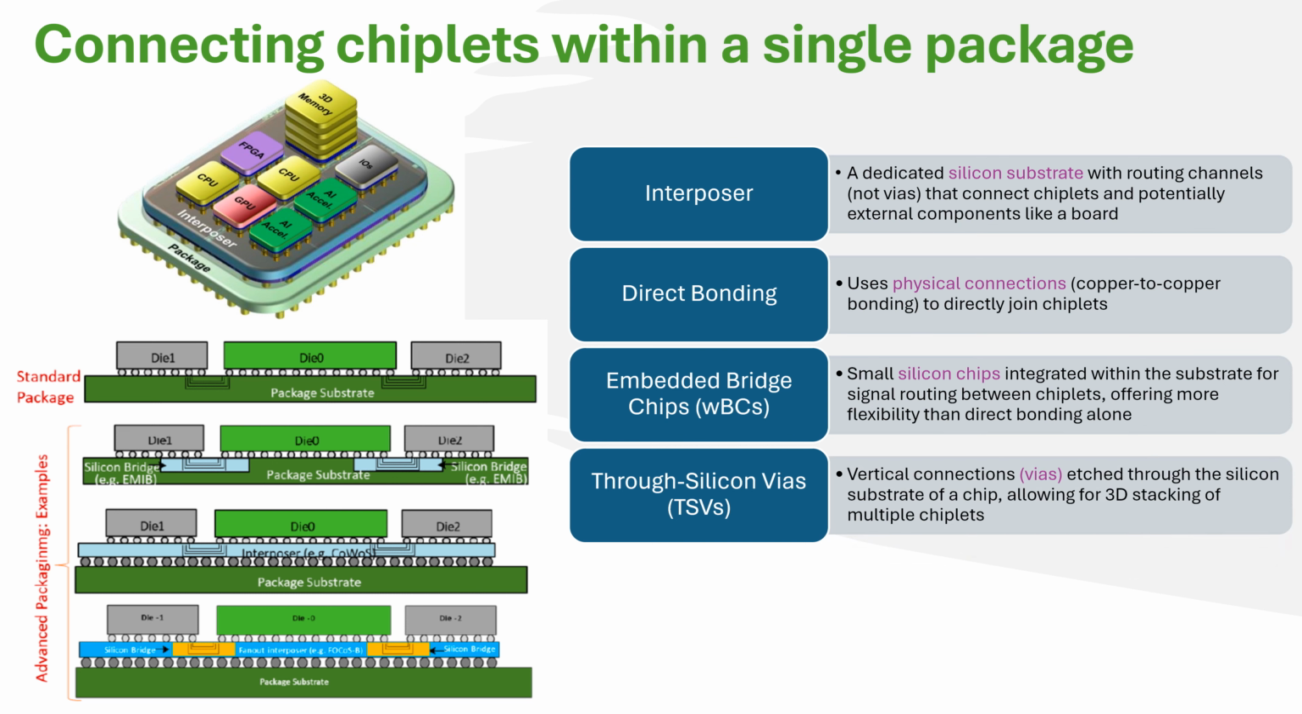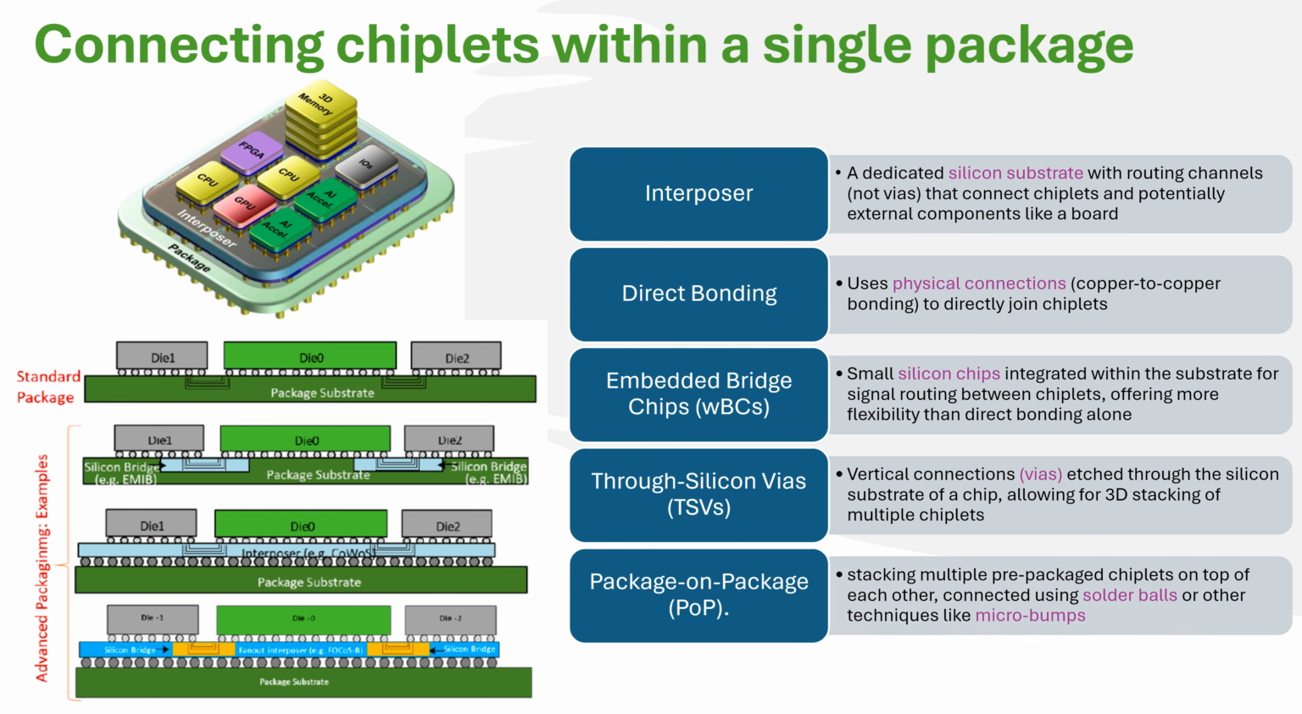And the TSVs, through silicon vias, are one way to connect two chiplets. These are vias etched through the silicon substrate of a chip, allowing 3D stacking of the chiplets. There is another way, package on package, where communication happens outside the package anyway. Stacking multiple pre-packaged chiplets, like chip stacking, pre-packaged chiplets on top of each other, connecting using solder balls or micro bumps, etc. The first four are literally about chiplets and packaging within a single package. So a combination of these can exist.